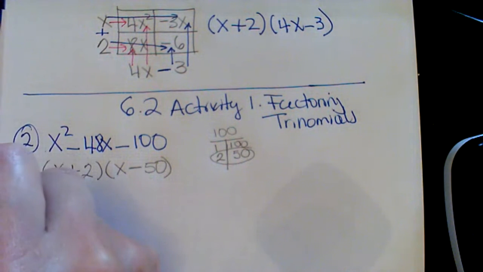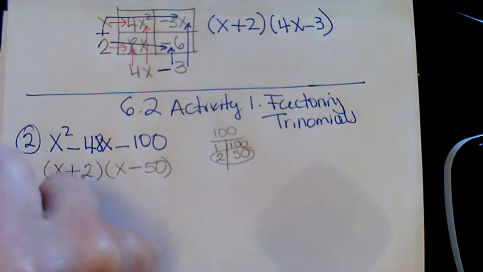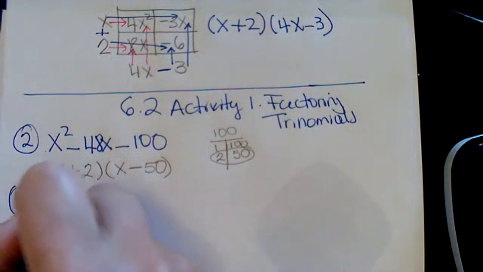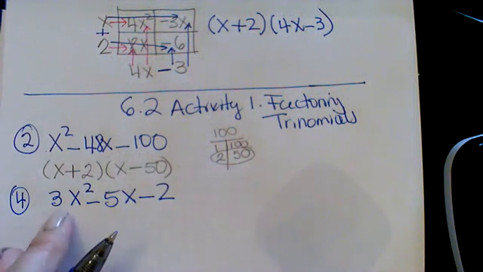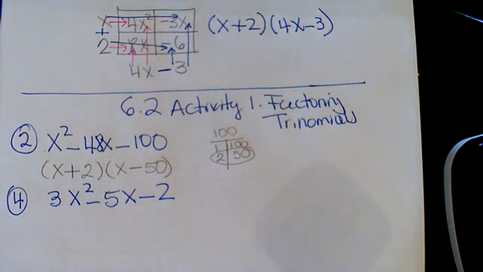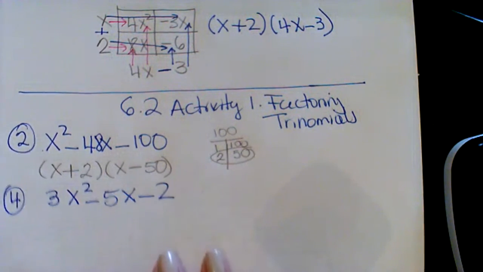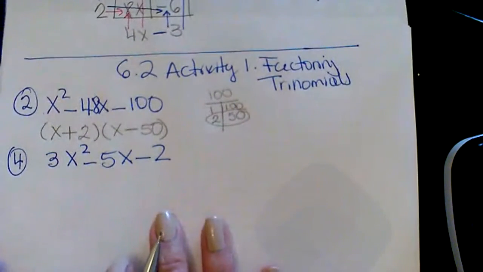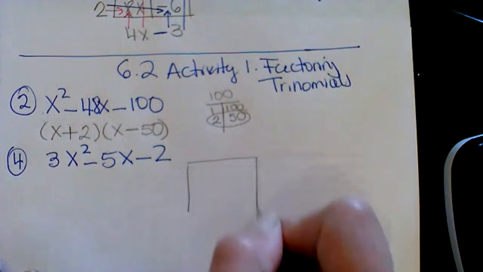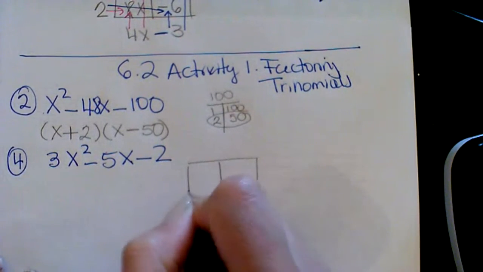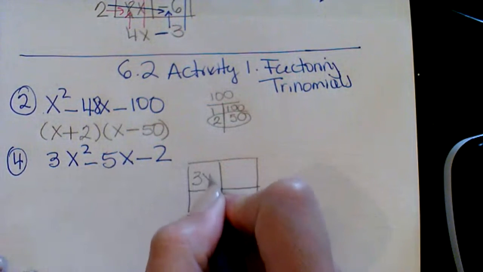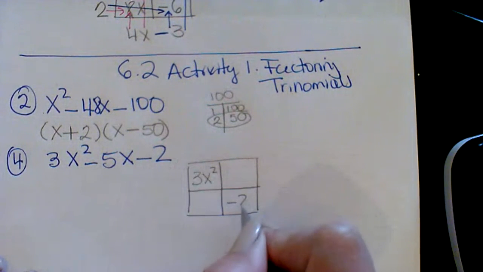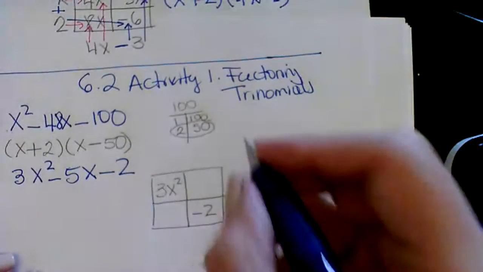Now, this is number 4 from that activity. It's a handout, okay? It has a number greater than 1 here. So we're going to use the box method. How do we do it? We're just going to do a box here. The first number is going to go right here, and the last one is going to go right here on the bottom.